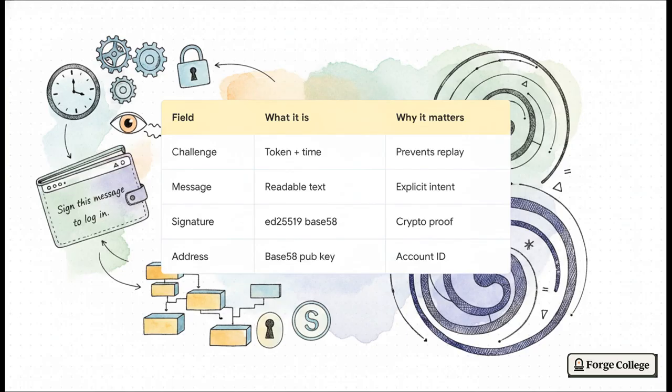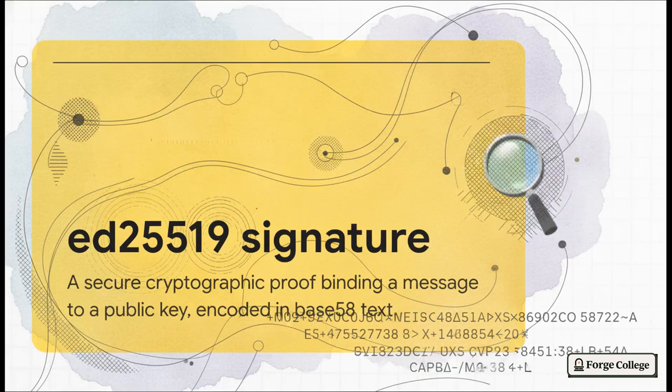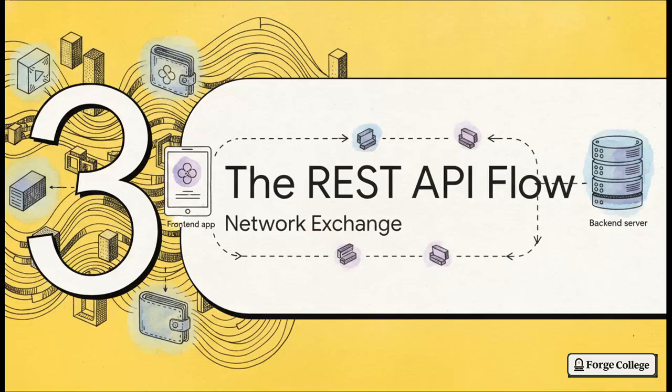Finally, the wallet generates the signature, the actual cryptographic proof, and passes it along with the address. The address is just the public key used by the server to verify that the math is correct. Just so we're all on the exact same page, that signature standard is ED25519. On Solana, it's a specific, highly secure cryptographic curve that binds a message to a public key. And we format this data in base 58. Base 58 is native to Solana, and it smartly removes visually confusing characters, like a capital O versus the number 0. So whenever we talk about signatures and addresses today, just remember, they are ED25519 proofs wrapped up in friendly base 58 text. Next up, section 3, the REST API flow.